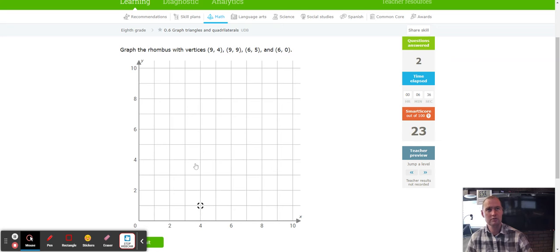We have a quadrilateral. In this case, it's going to be a rhombus. So if it doesn't look like a rhombus, don't submit it, right? A rhombus is like a square that's been kind of squished to one side. So a rhombus, here we go. We got 9. 1, 2, 3, 4, 5, 6, 7, 8, 9 right here. And up 4, 1, 2, 3, 4 right there.